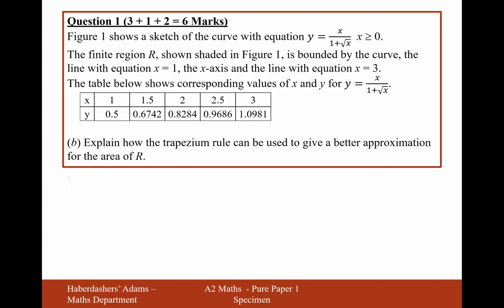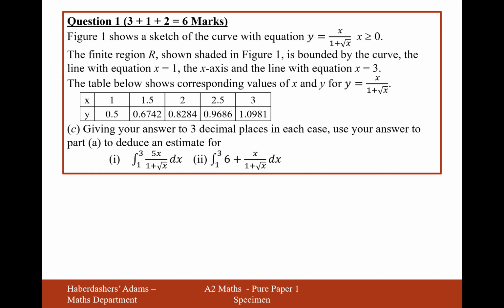Part B, explain how the trapezium rule could be used to give a better approximation of your value for R. Well, you could have a smaller h value, smaller widths between the bars. Okay, so there we are, that's the answer to part B.